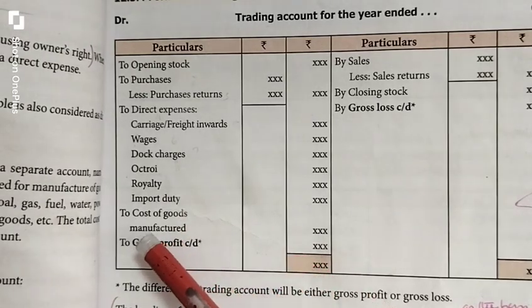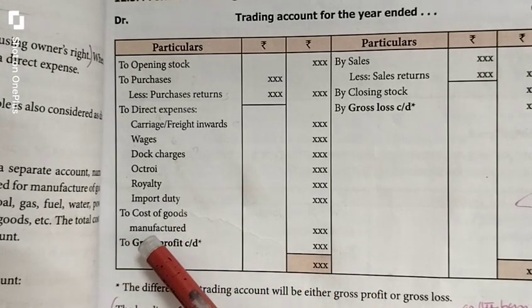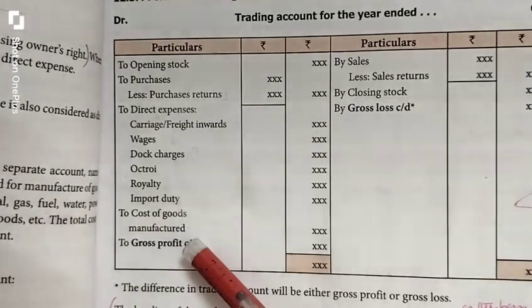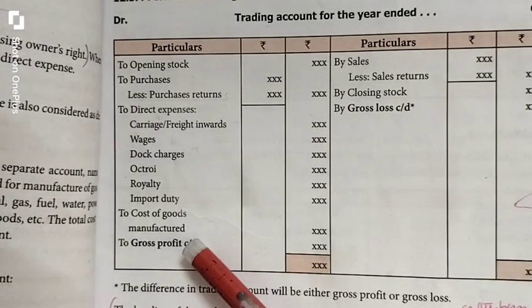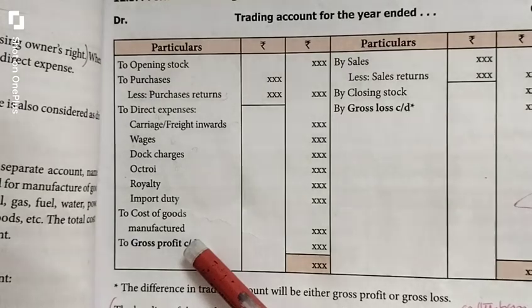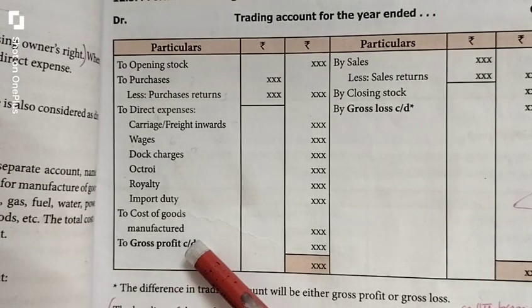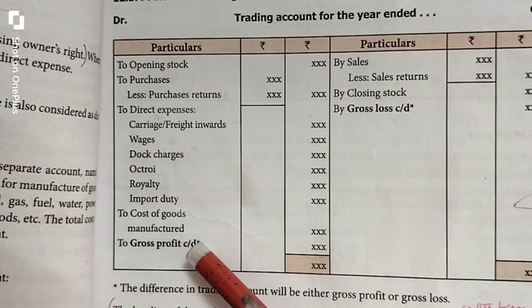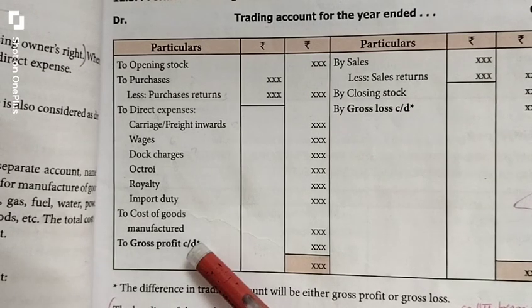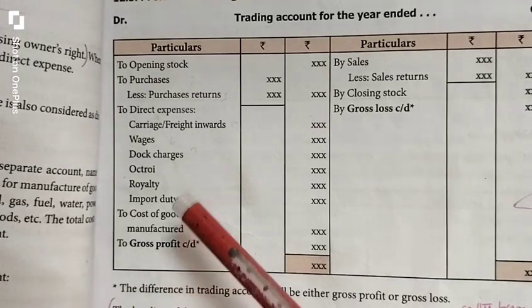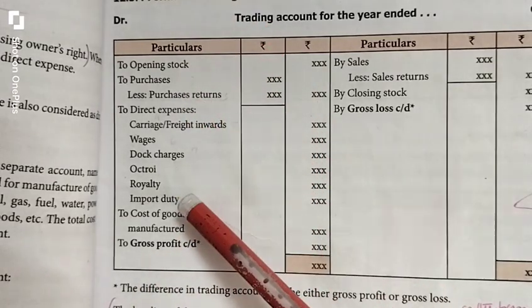Then, to cost of goods manufactured. Examples of such expenses are raw materials, coal, gas, fuels, water, power, factory rent, packaging, factory lighting, royalty on manufacturing goods, etc. The total of the cost of manufacturing goods is transferred to the debit side of the trading account.